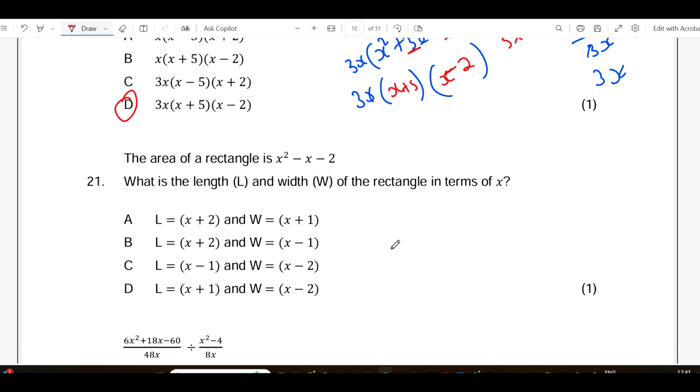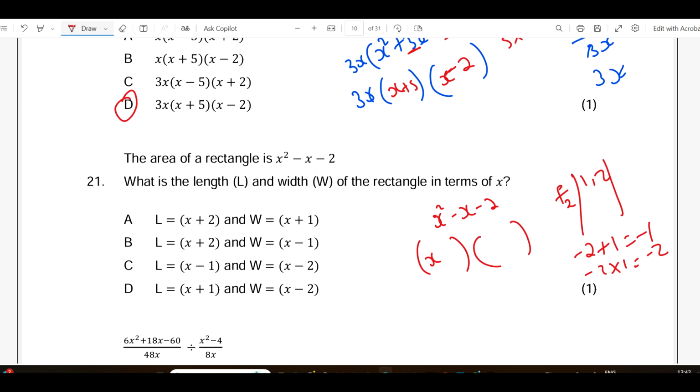The area of a rectangle is x squared minus x minus 2. What is the length and width of the rectangle in terms of x? So even here we're going to factorize, guys. It's going to be x squared minus x minus 2. Factors of 2 are 1 and 2. Two numbers, when I add or subtract them, must give me negative 1. Minus 2 plus 1 is going to give me minus 1. Minus 2 times 1 is going to give me negative 2.